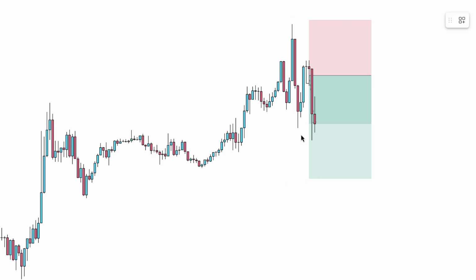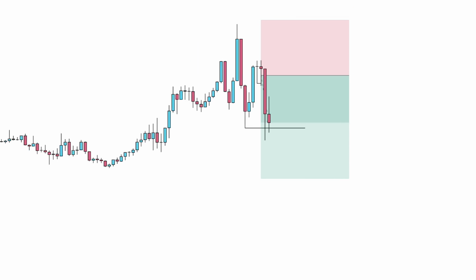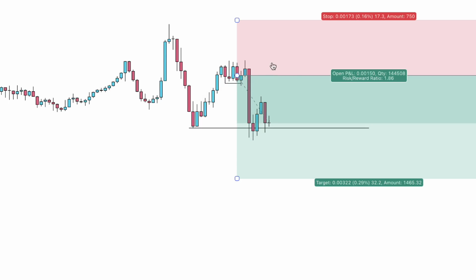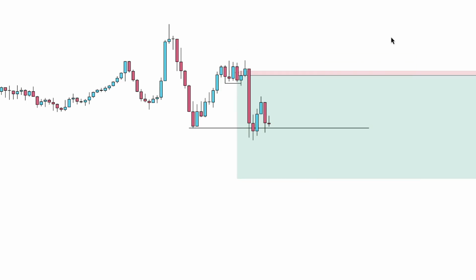As soon as I close below this guy, I will break even from this particular trade. I will just bring my stop loss to break even right here. All right, so that will be running on 0 loss. So this was why I took the trade.